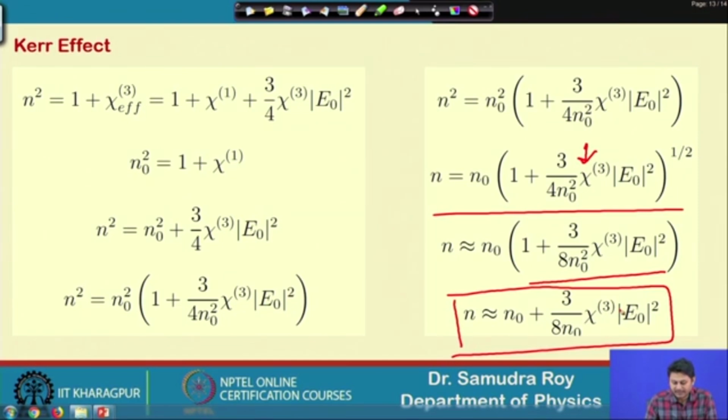n 0 is the refractive index without any nonlinearity. Because of the presence of nonlinearity, the refractive index is now modified. We can see that n 0 is the refractive index without any nonlinearity, and on top of that we can add something, and this addition basically gives the total refractive index.